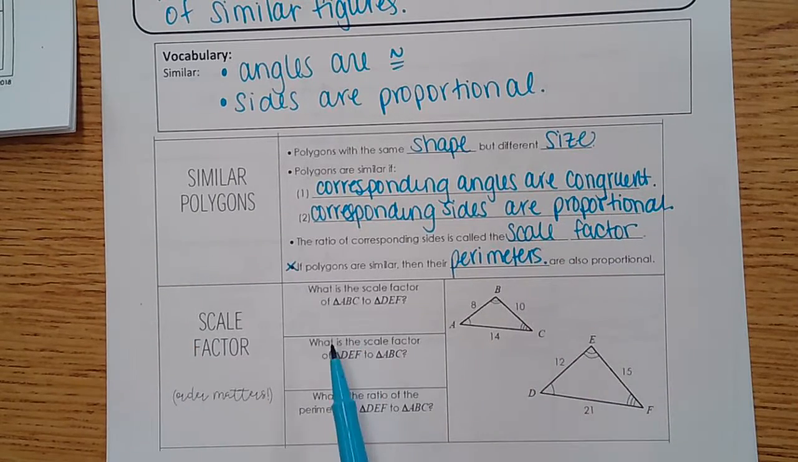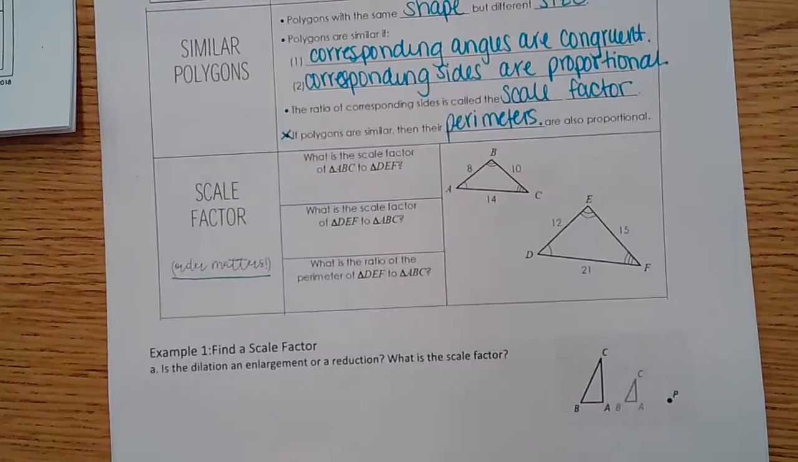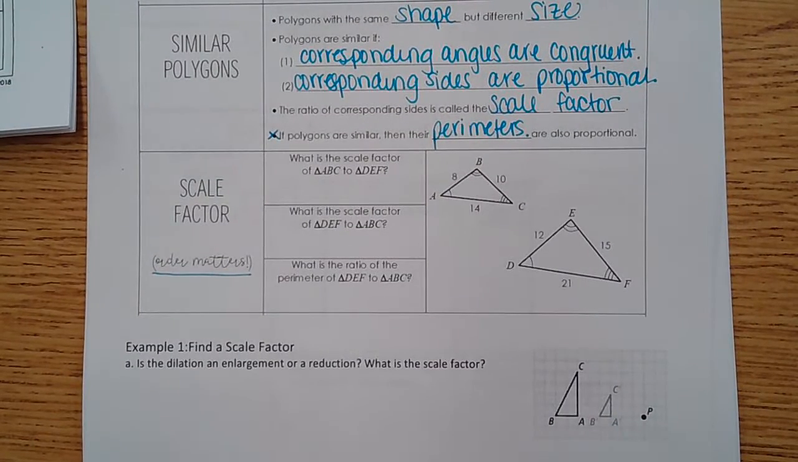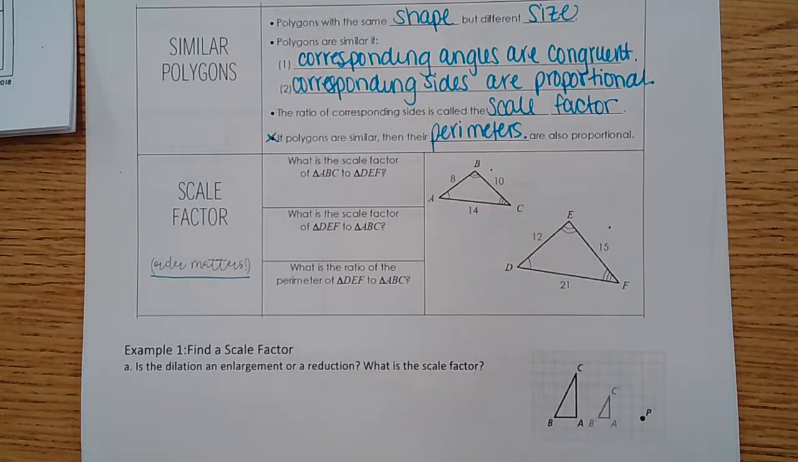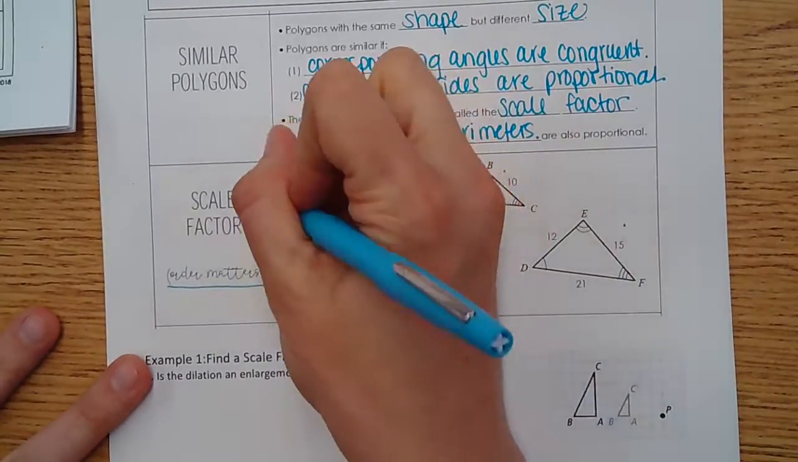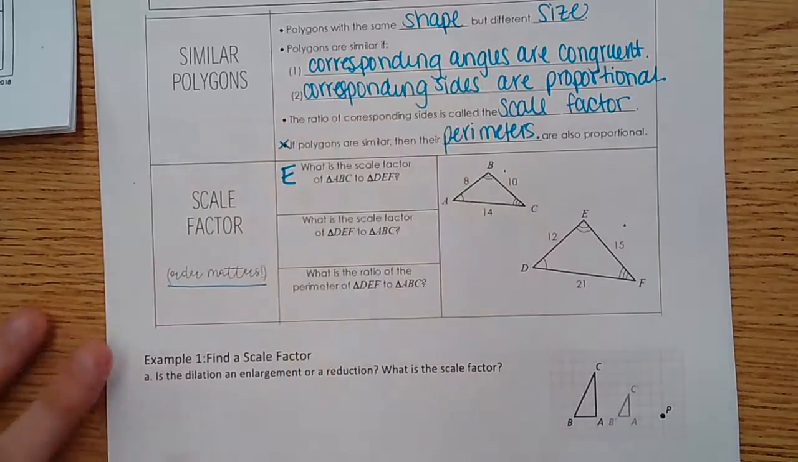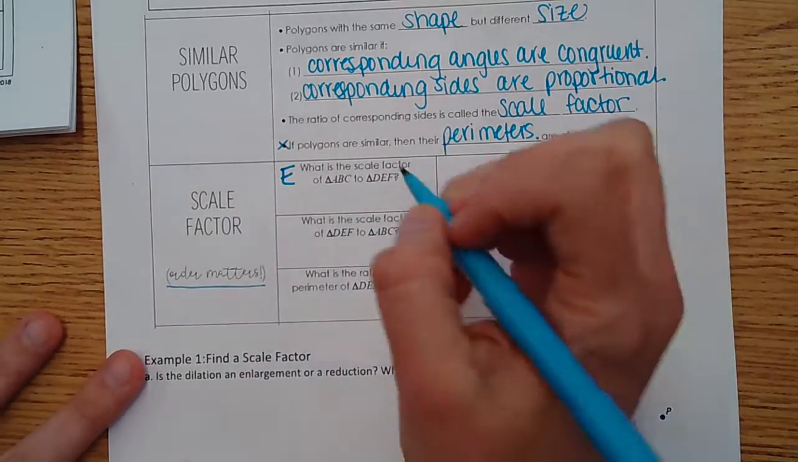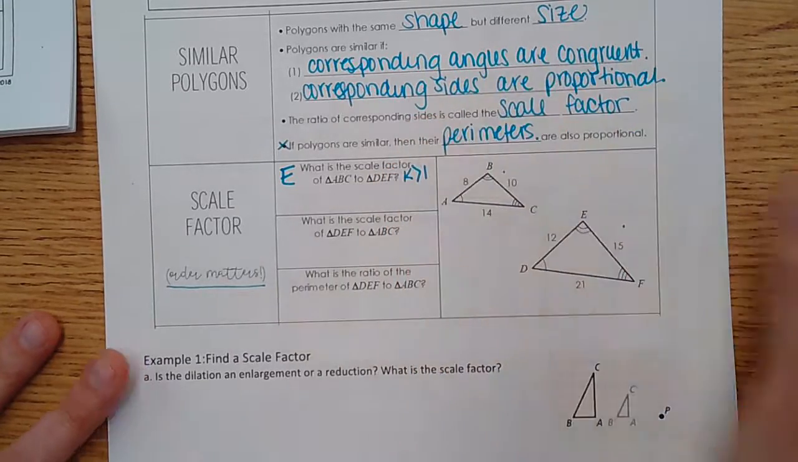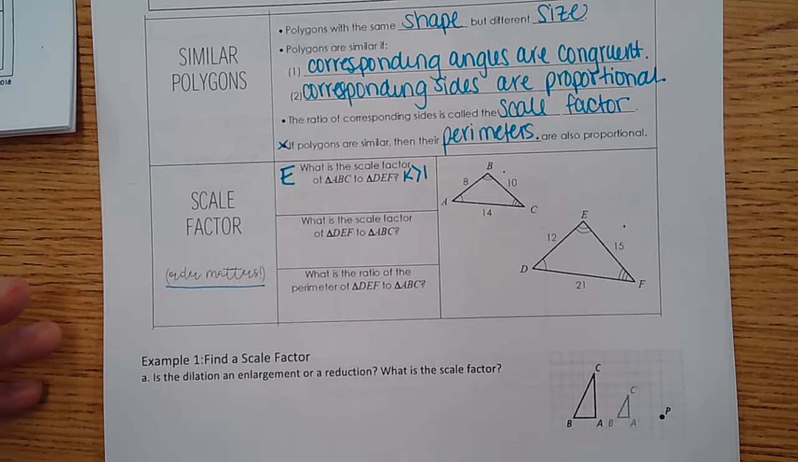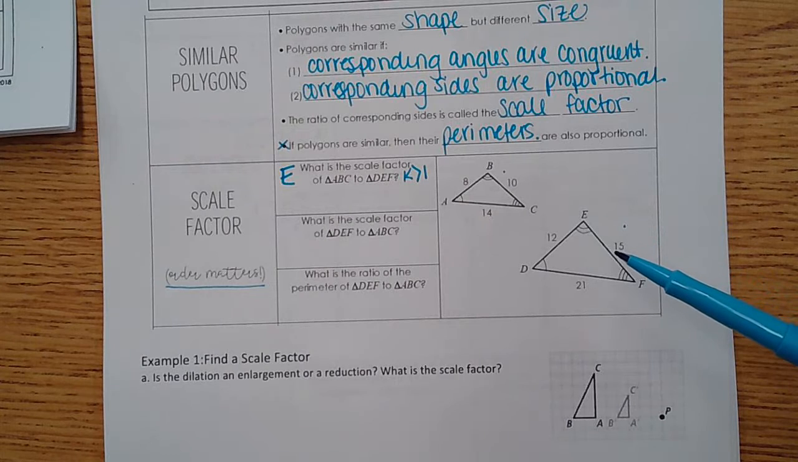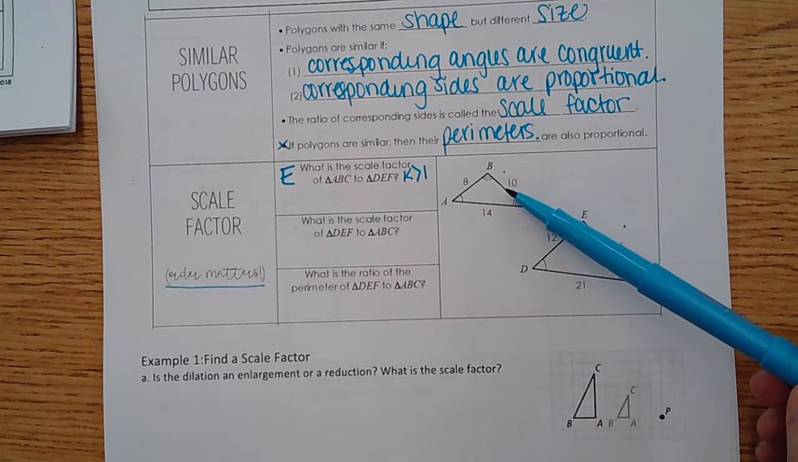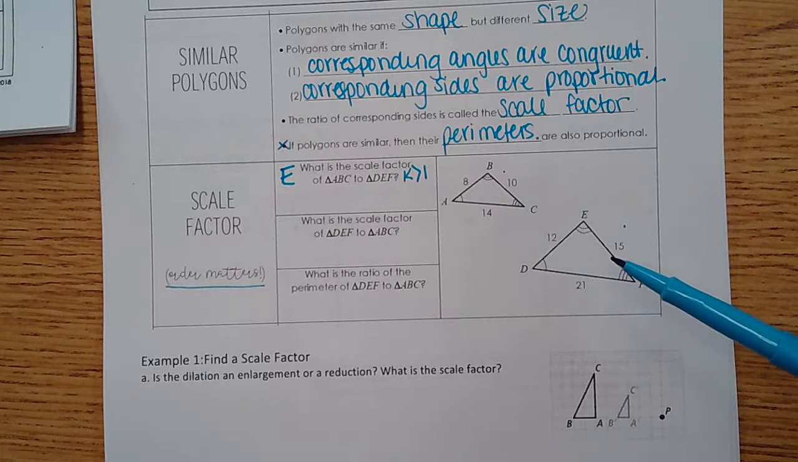So, scale factor. This order matters. The order matters in almost everything we do in geometry. It mattered in chapter 4 when we were writing congruent statements. So they want to know the scale factor that's going to take ABC and make it DEF. The first thing I want you to notice is that it's getting bigger. I'm going to put an E here for enlargement. So with an enlargement, we know that our scale factor K has to be greater than 1. So from ABC to DEF.